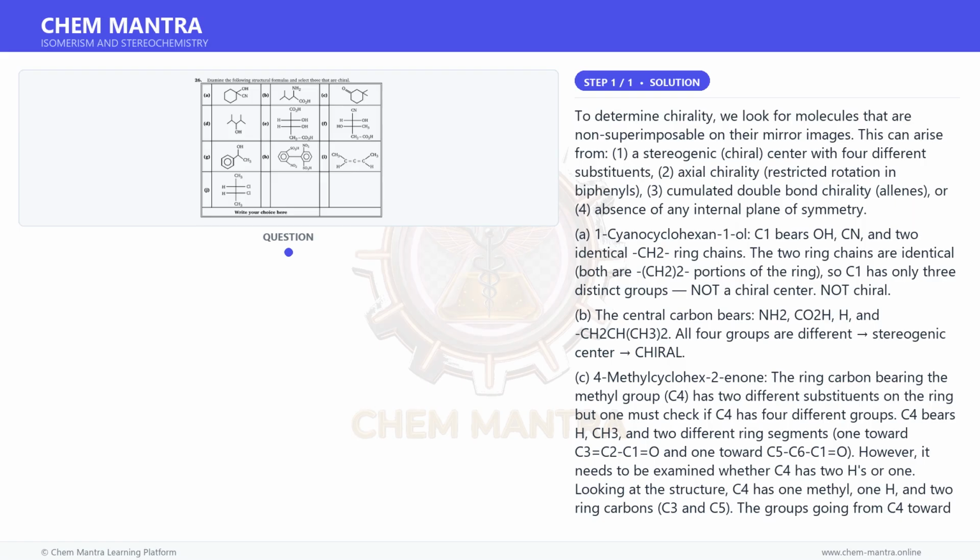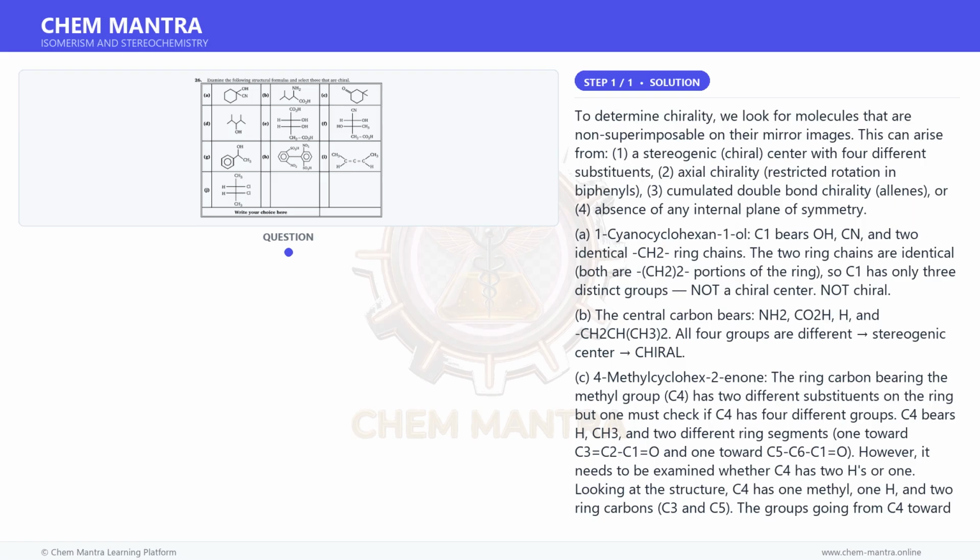This can arise from 1. A stereogenic, chiral, center with 4 different substituents, 2. Axial chirality, restricted rotation in biphenyls, 3. Cumulated double bond chirality, allenes, or 4. Absence of any internal plane of symmetry.